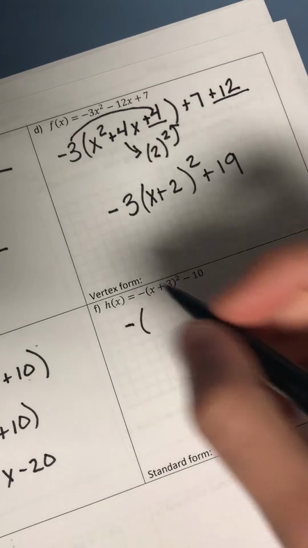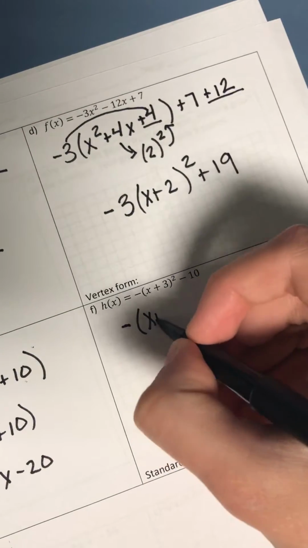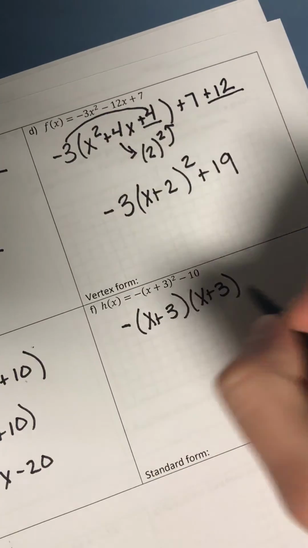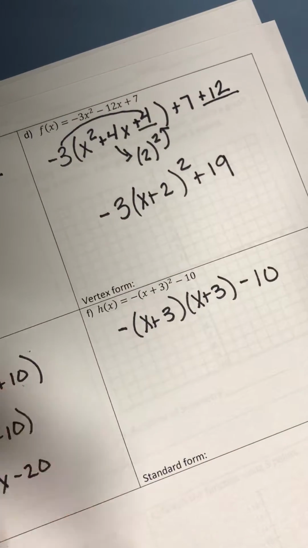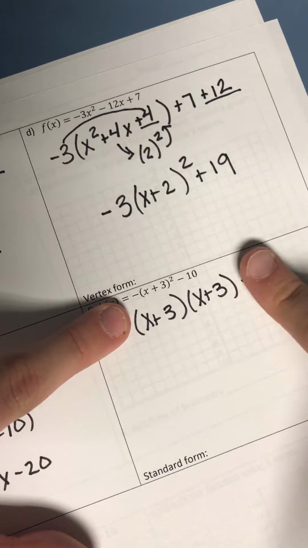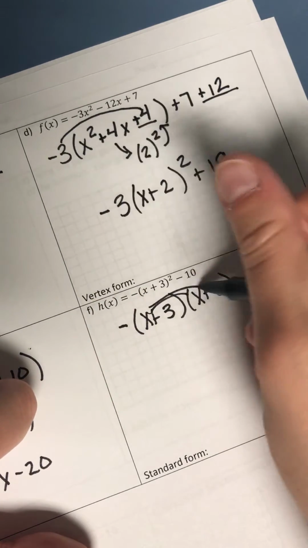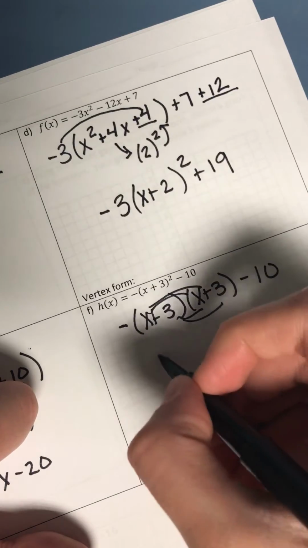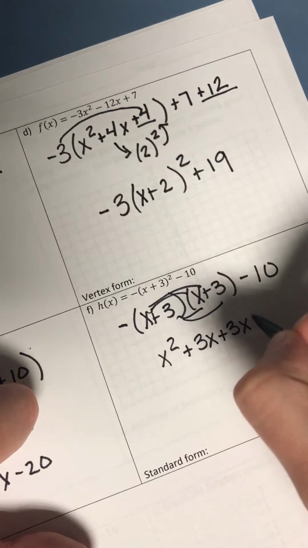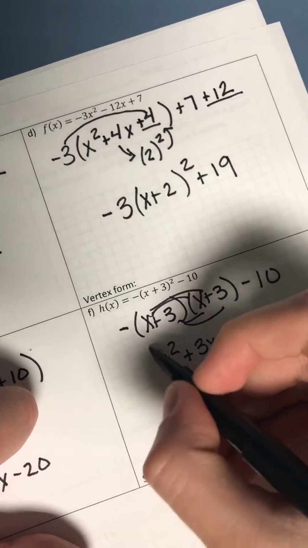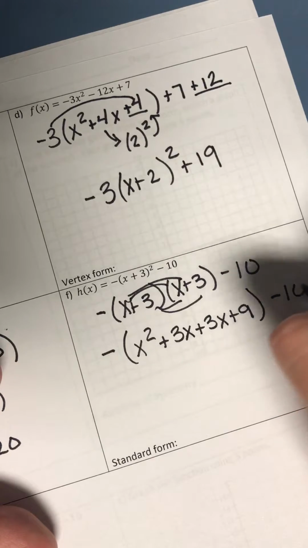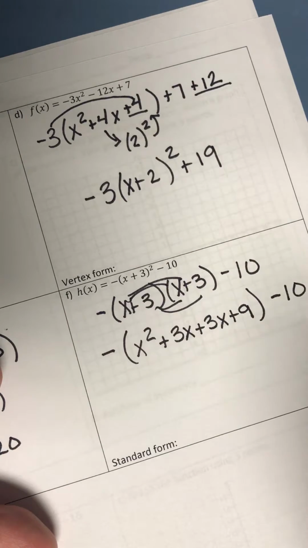I can't distribute that negative out in front first. I have to square my x plus 3. And for me, it's easiest if I write x plus 3 times x plus 3. Okay. Again, I'm going to work on distributing these two first, so I might just cover up the negative out in front and the -10. X times x is x squared plus 3x plus another 3x plus 9. And I only have the negative out in front of those terms. The negative does not get distributed to the -10 out on the outside.